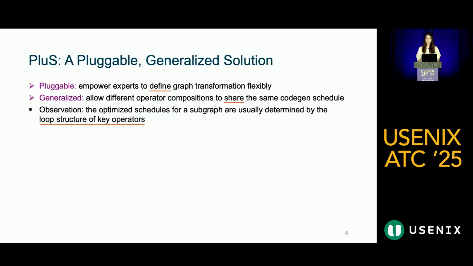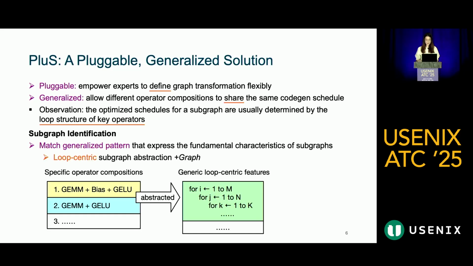So in this work, we introduced PluS, a pluggable compiler that lets experts define the graph transformation flexibly. At the same time, it's a generalized solution that allows different operator compositions to share the same codegen schedule. We observed that the optimized schedule for a subgraph usually depends on the loop structure of its key operator. So our key idea is to use a generalized pattern that captures the fundamental characteristic of subgraphs. This lets us map different operator combinations, like GEMM plus ReLU or GEMM and ReLU, into the same representation.